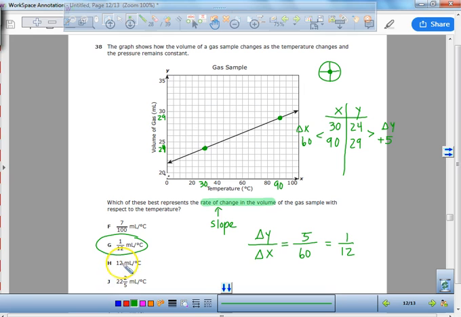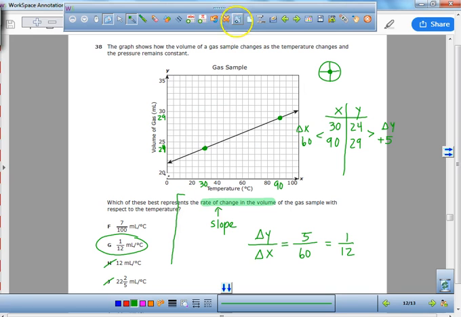Now, by the way, you should be able to eliminate these two, because these are really steep slopes. A 12 over a 1 means it goes up 12 and over 1. So that's not what's happening. Okay? So it goes up. We went up 5 and over 60.